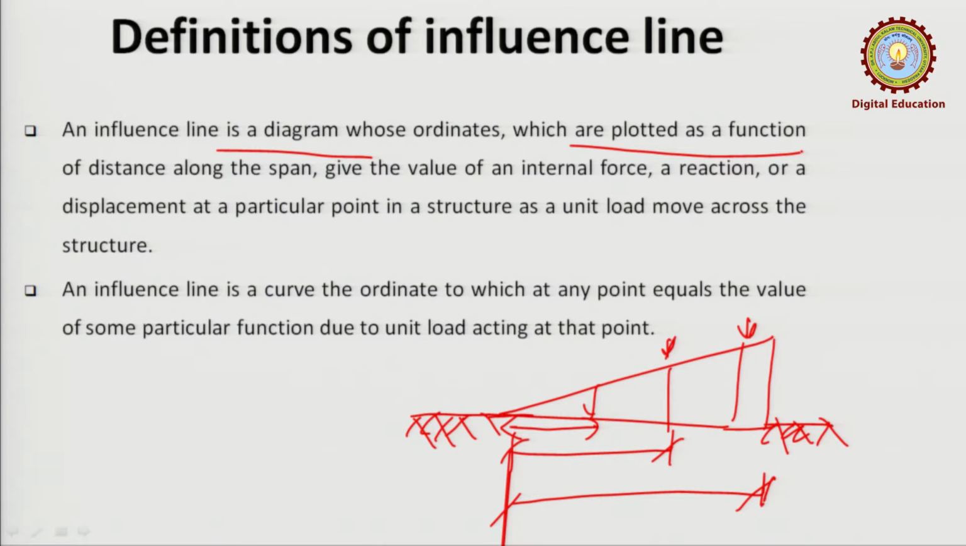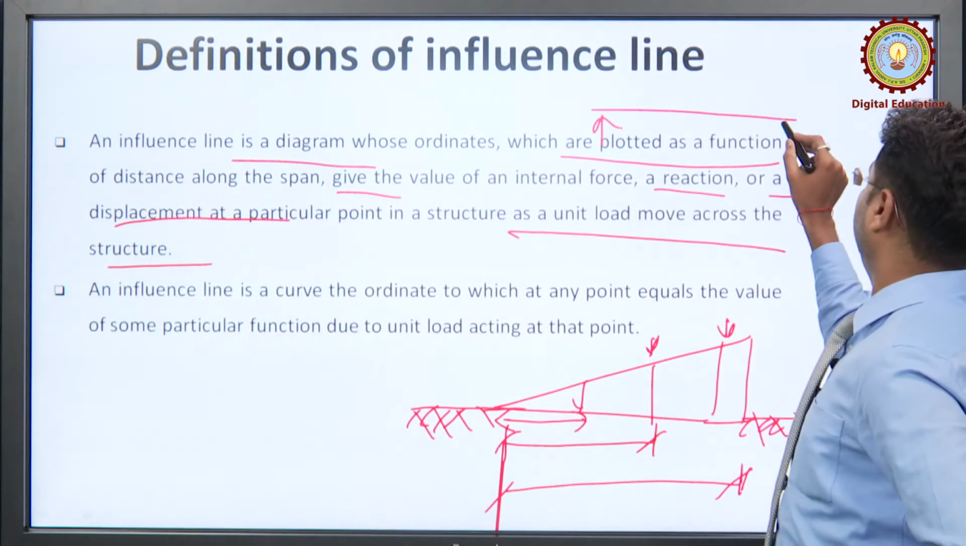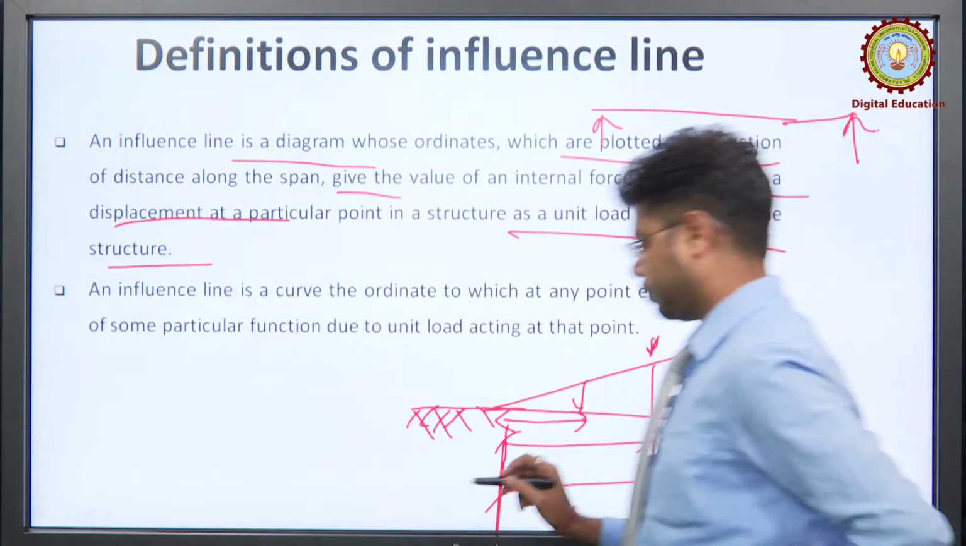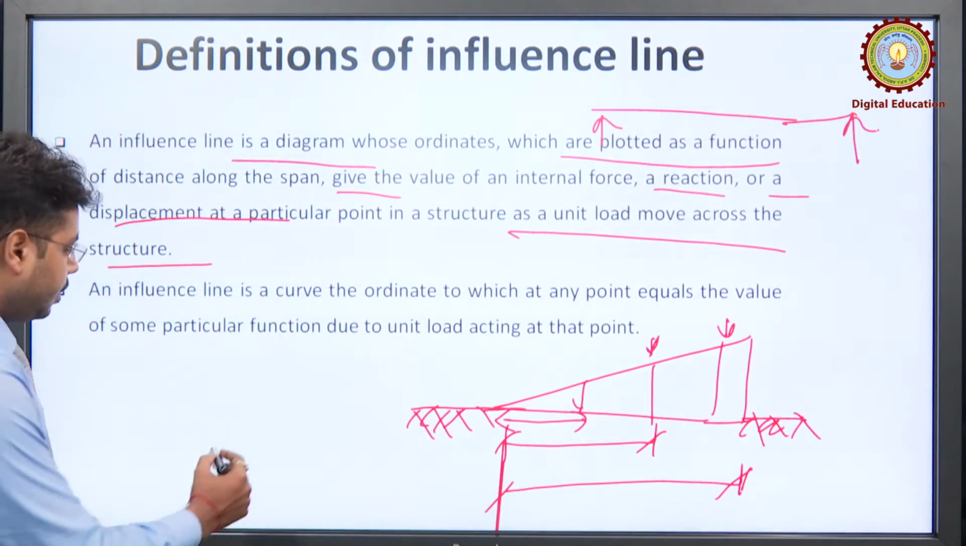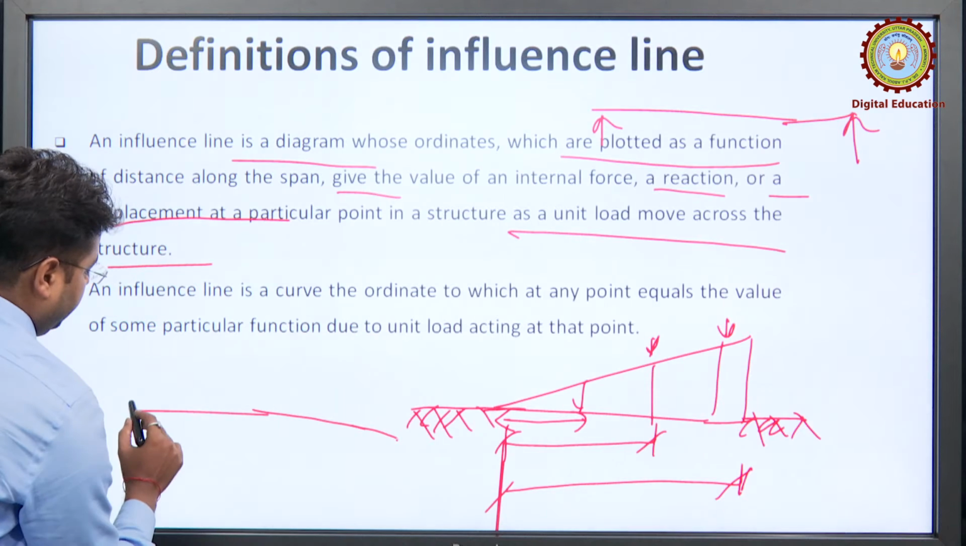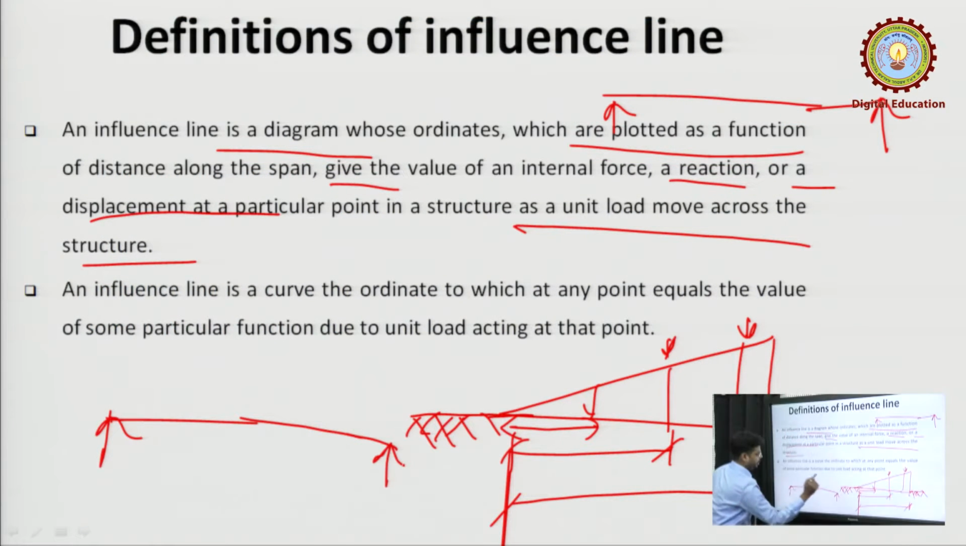They give the value of an internal force, a reaction, or a displacement at a particular point in a structure as a unit load moves across the structure. We read in the last slides, there is a beam given and we have a rolling load of W.